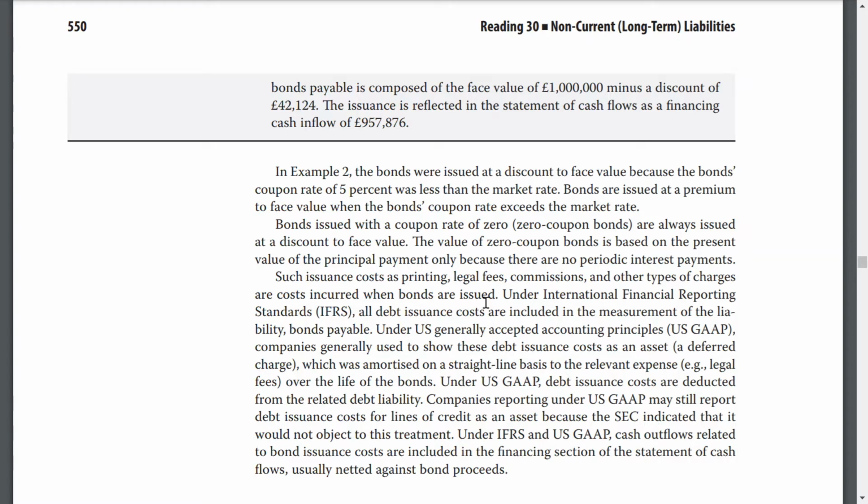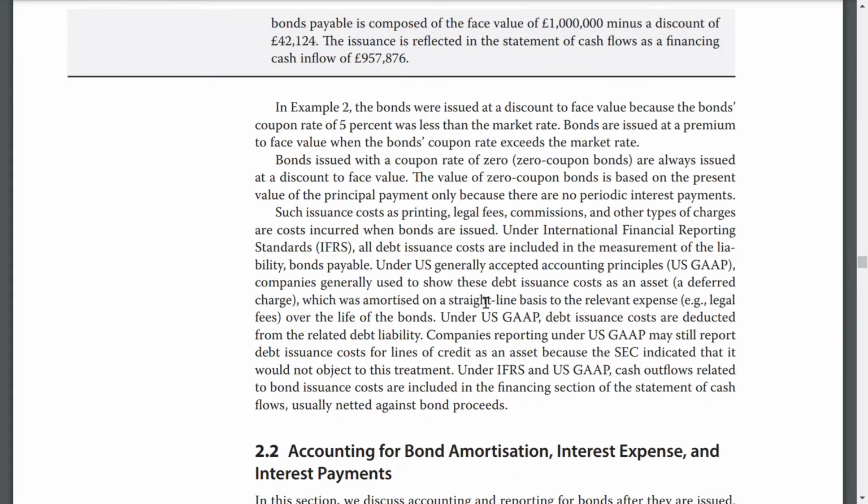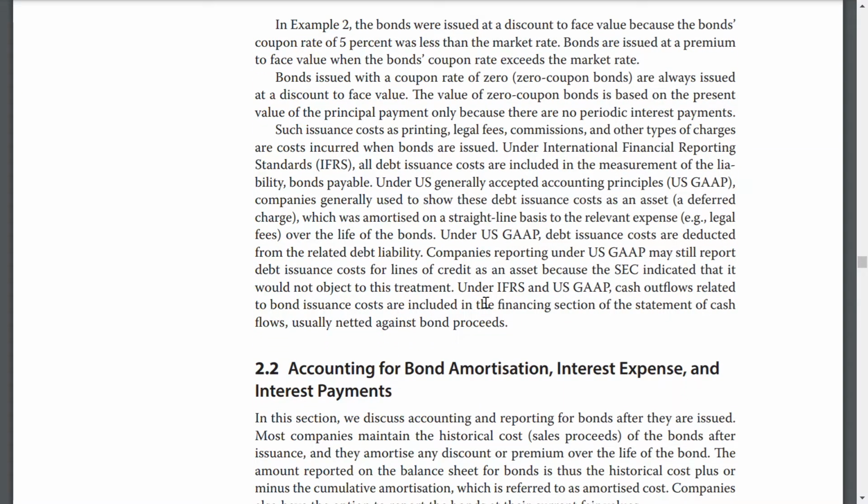no periodic interest payments. Issuance costs such as printing, legal fees, commissions, and other types of charges are costs incurred when bonds are issued. Under IFRS, all debt issuance costs are included in the measurement of the liability for bonds payable. Under U.S. GAAP, companies generally used to show these debt issuance costs as an asset, which was amortized on a straight line basis to the relevant expense over the life of the bond.